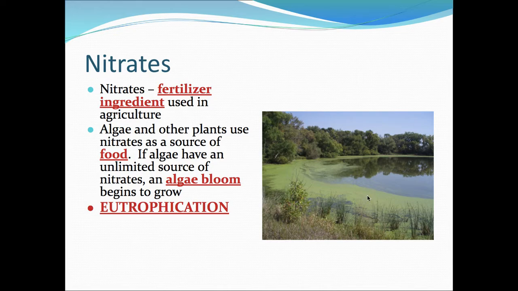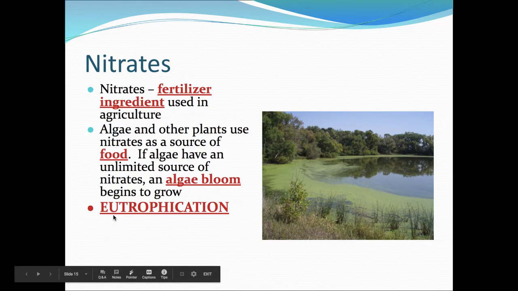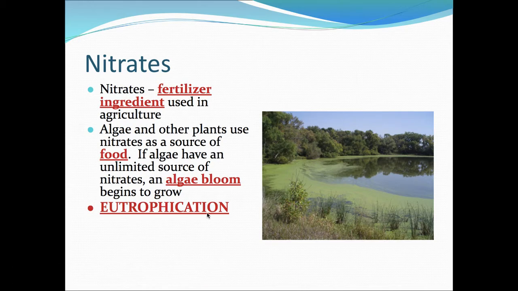So if you have algae in a pond and all of a sudden it has a whole bunch of fertilizer, it's going to grow a lot and it's going to grow out of control. And we call that an algae bloom. Whenever we have this algae bloom, we have this phenomenon called eutrophication. So eu means good, and troph means food.